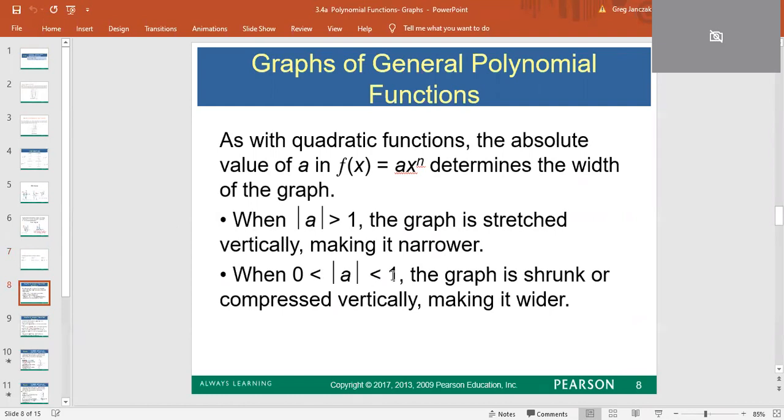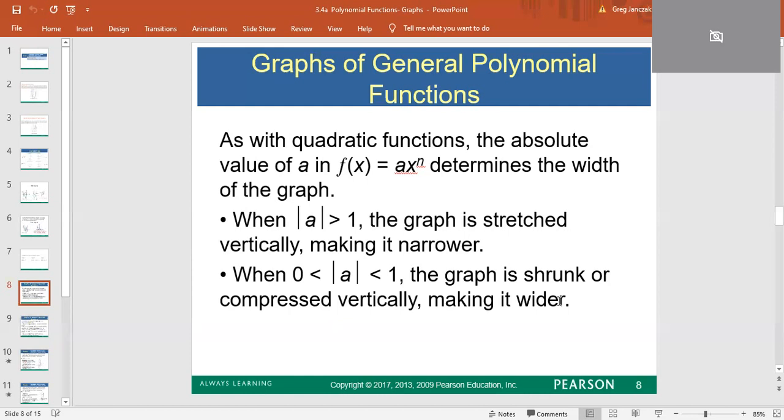When a is between 0 and 1, in other words, a fraction, like 1/2 or 2/3, then the graph shrinks. It's compressed vertically and makes it wider. So you want to put wider in there. So it makes the graph wider.